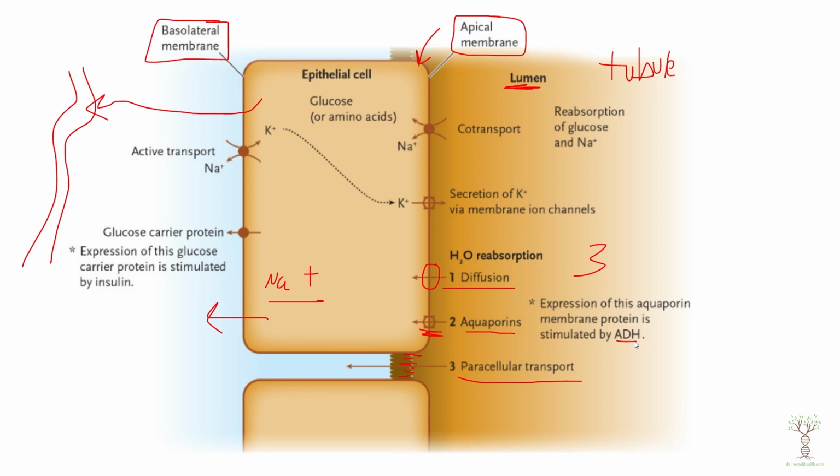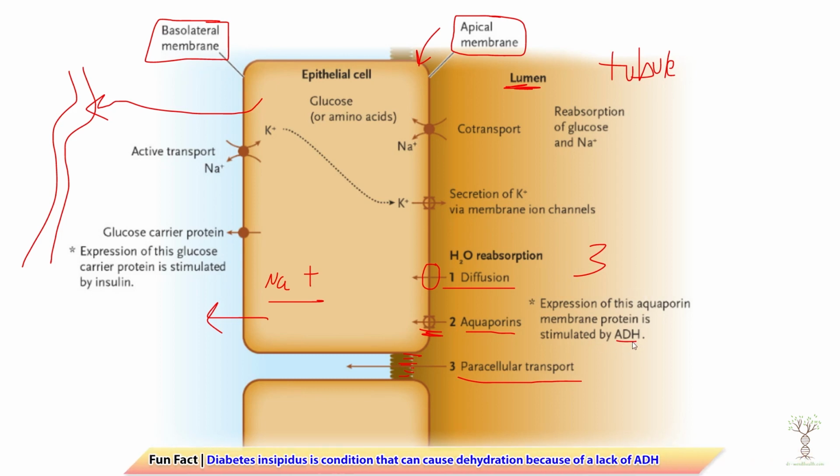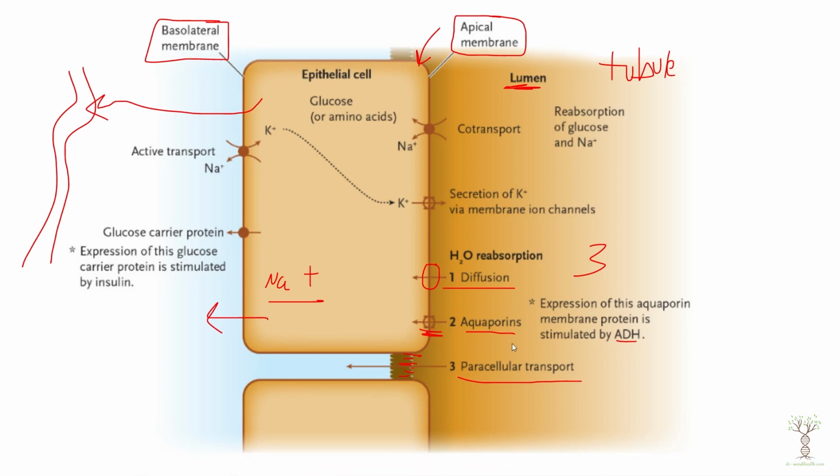We will look at the hormones shortly, but ADH is anti-diuretic hormone. When this hormone is produced, it stimulates the production of these membrane proteins so that we can reabsorb more water.